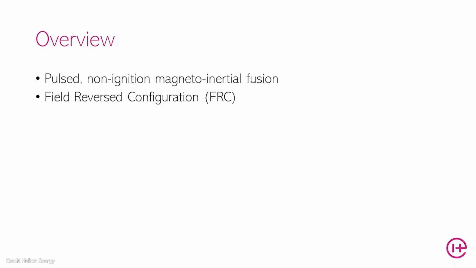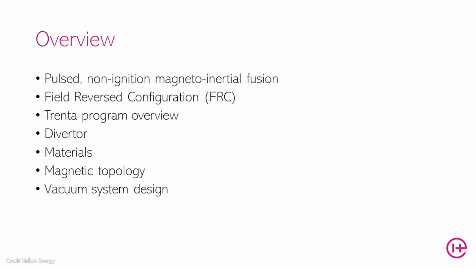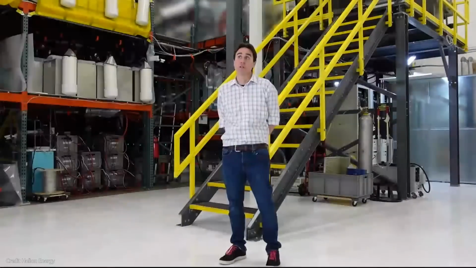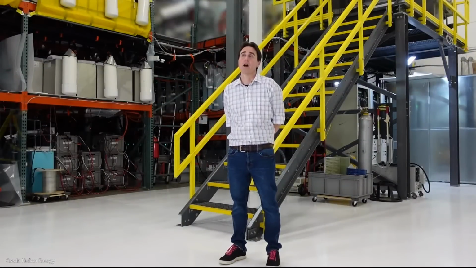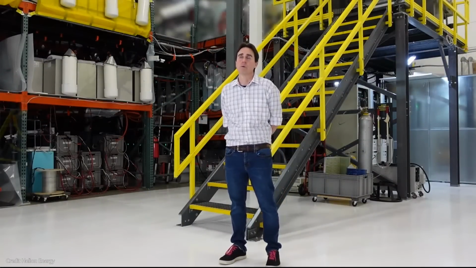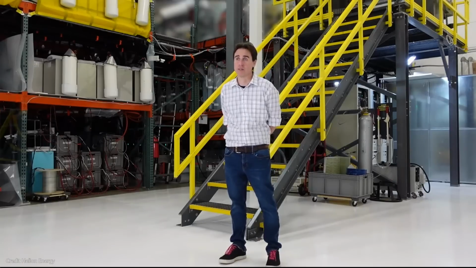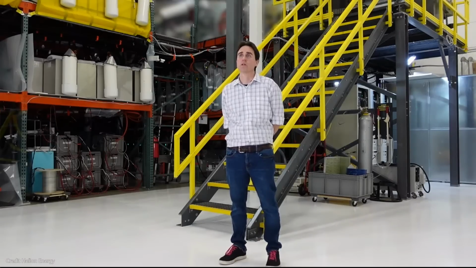So today we'll briefly talk about the advantages of pulsed non-ignition magneto-inertial fusion, dig in a little deeper to field reverse configuration plasmas, an overview of the Trenta program itself, and then a deeper dive into the diverter, the materials, the magnetic topology, vacuum system design, and then some wear analysis and conclusions of this work and discussion of ongoing next steps. So our approach to fusion uses pulsed non-ignition MIF, where we take a field reverse configuration and then compress it to high temperatures, to thermonuclear conditions.